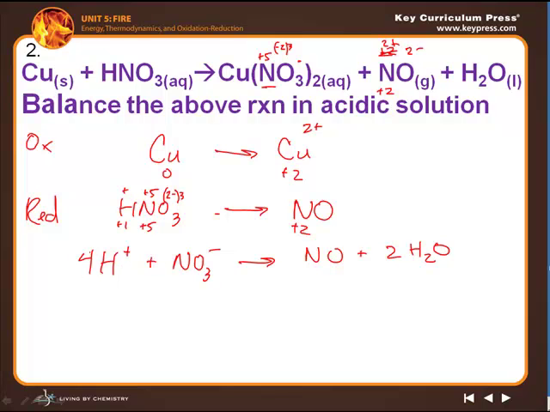Now when we add 4 of the H pluses on this side here, that allows us to balance that reaction out.